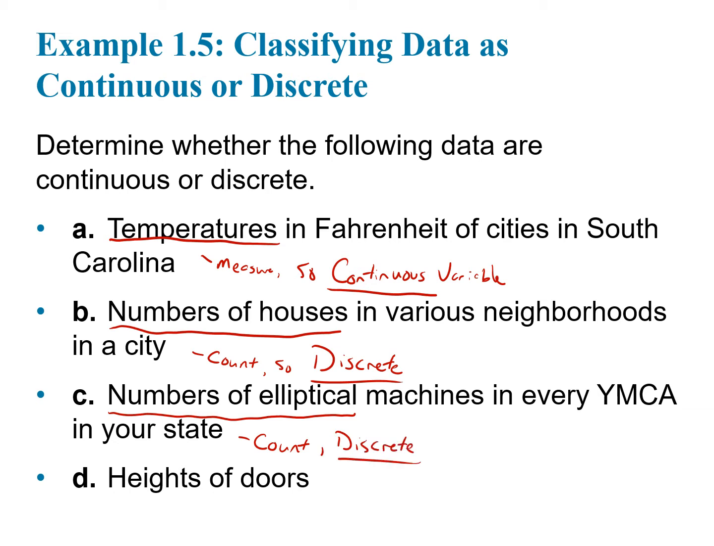And the last one, heights of doors. Are we measuring the height of doors or are we counting the height of doors? Usually we are measuring the height of a door. You can have a door, for example, that is 72 1/8 inches tall. So because we're measuring, this is a continuous random variable.